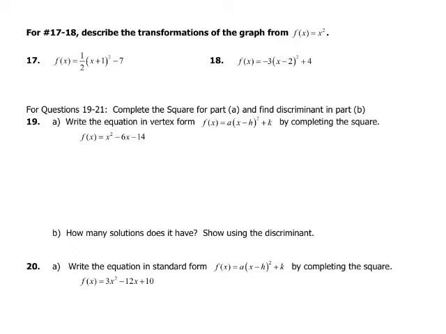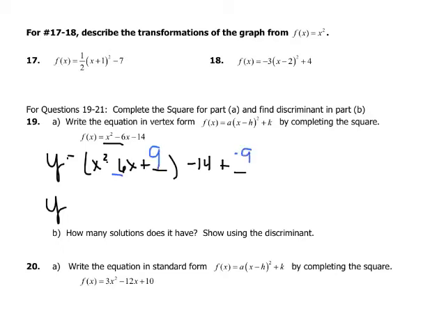Alright, 19, completing the square, so y equals, there's nothing to pull out here, x squared minus 6x plus blank, minus 14 plus blank. I forgot my blank. So, half of negative 6 is negative 3, squared is 9. To compensate positive 9, I have to subtract 9. X minus 3 squared minus 23. Okay?